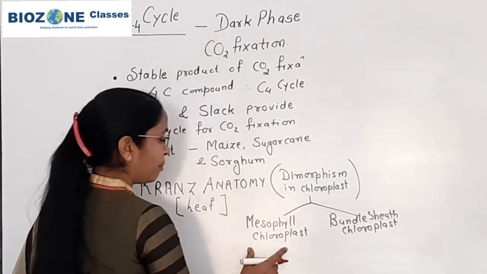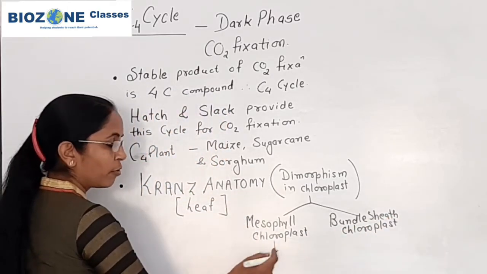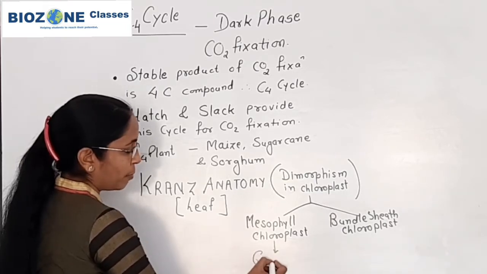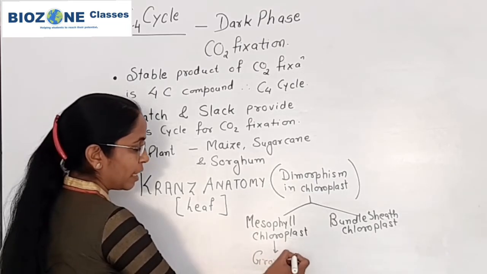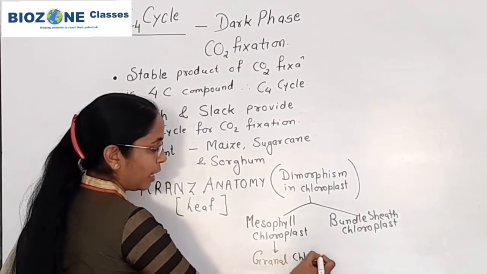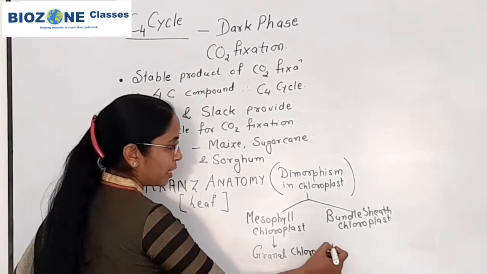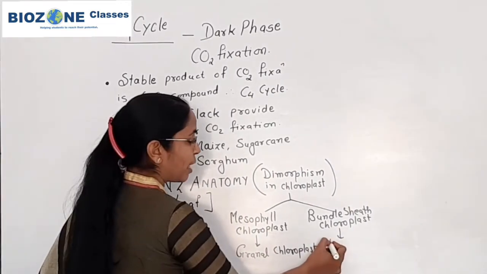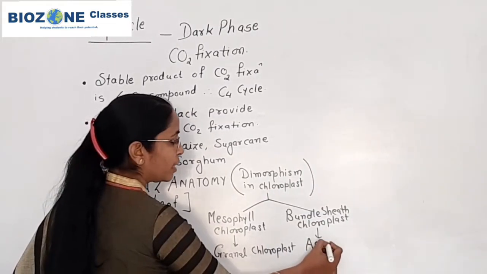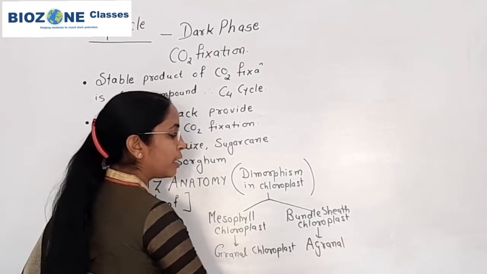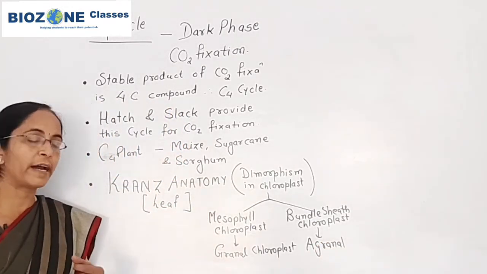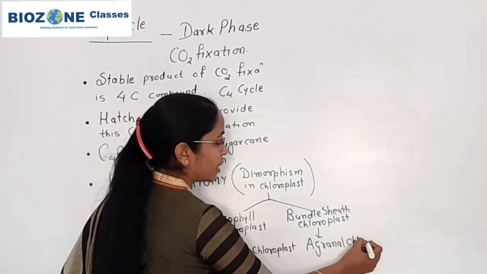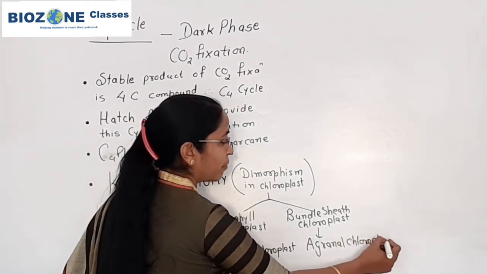Now the mesophyll chloroplast, you remember, is a granular chloroplast or normal chloroplast that we study. The grana and stroma both are present, but in bundle sheath chloroplast, only stroma is present and grana is completely absent. That's why it is called an agranular chloroplast. This part you remember very well.